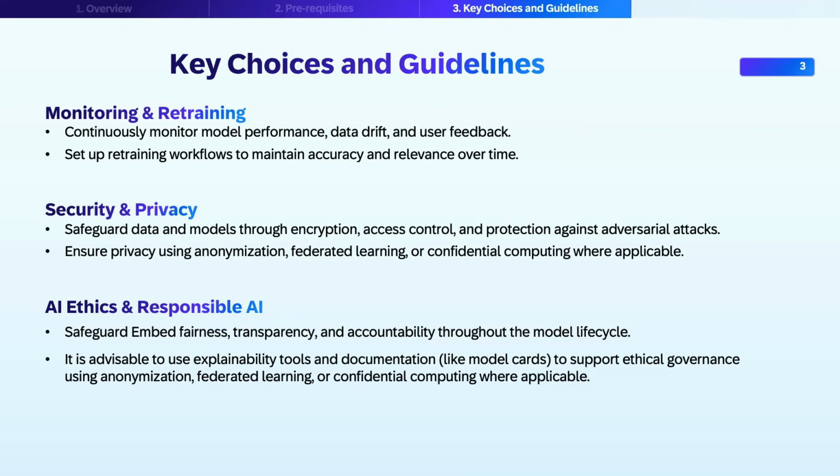Second, security and privacy. In enterprise applications, safeguarding data and models is paramount. This includes encryption, strict access controls, and defense against adversarial attacks. Privacy should also be ensured through techniques such as anonymization, federated learning, or confidential computing, where applicable.